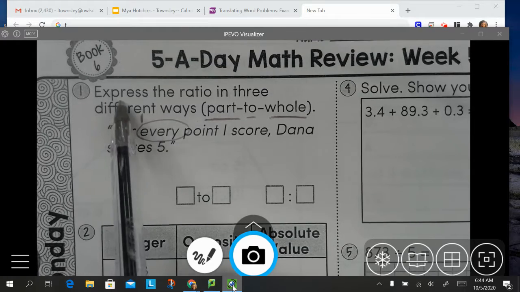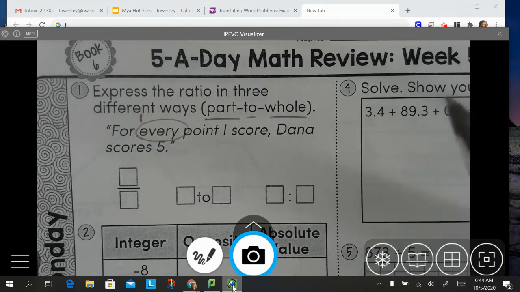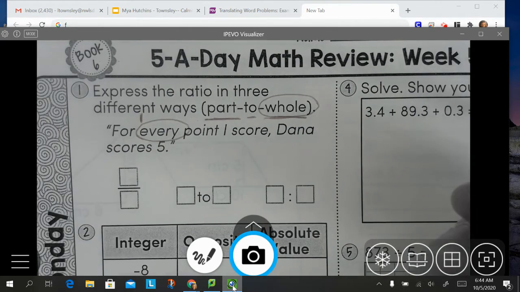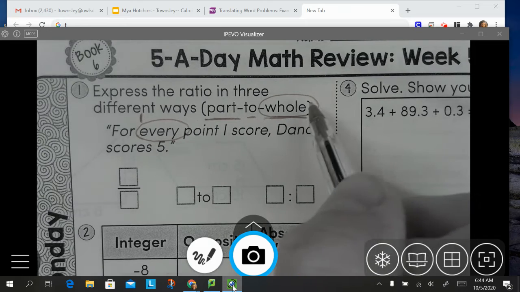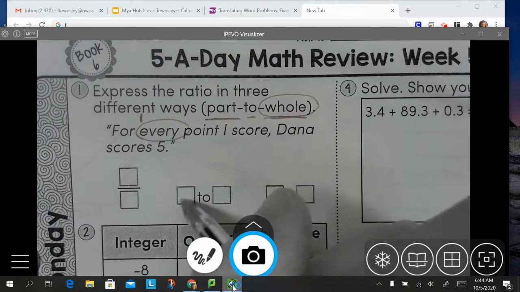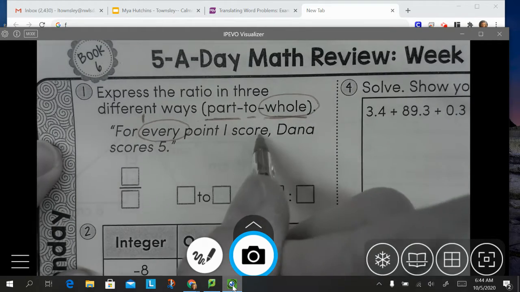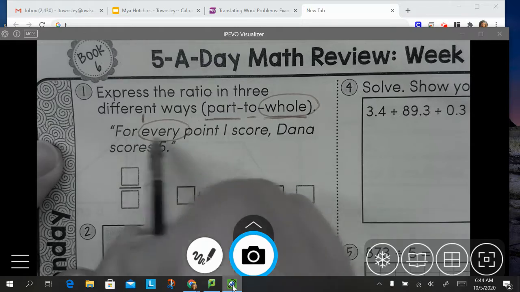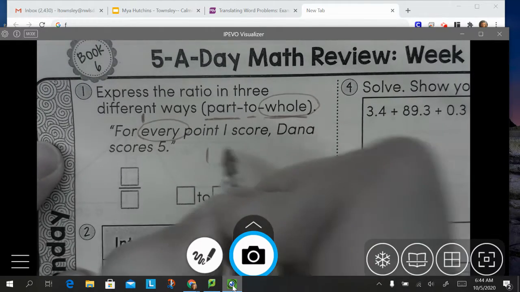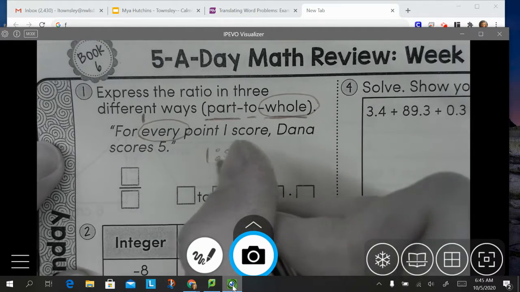Okay, so number 1 says express the ratio in 3 different ways. And they want a part to whole relationship. That's really important because the whole is something that we really haven't talked about much and we haven't worked with, but I'm going to show you down here what that looks like. So it says for every point I score. So think about that. For every point I score, that is 1. For 1 point I score, Dana scores 5. So I'm just going to put it over here to the side where it's 1 to 5.